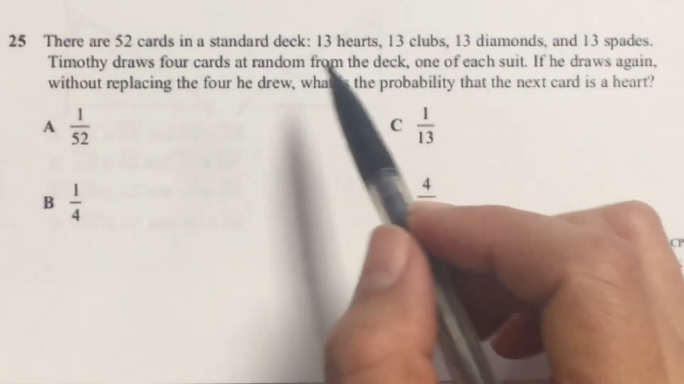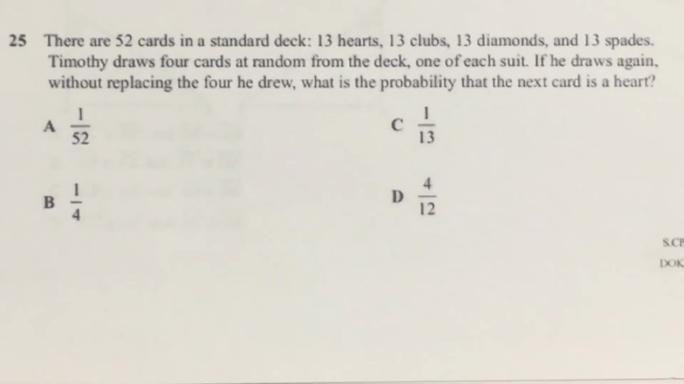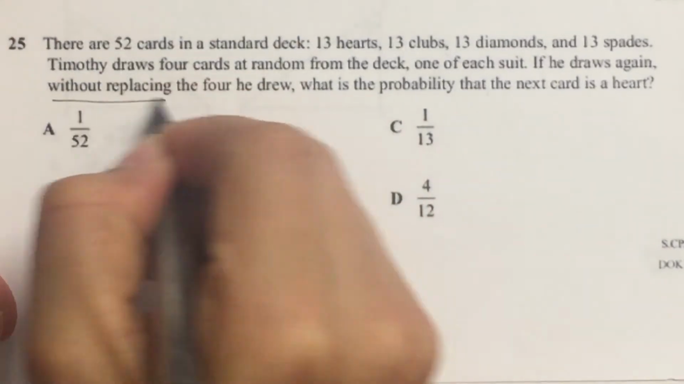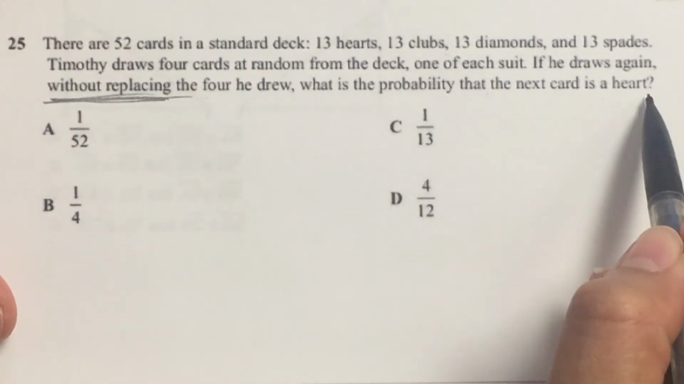There are 52 in a deck. 13 hearts, 13 clubs, 13 diamonds, 13 spades. Timothy draws 4 cards at random from the deck, 1 of each suit. He draws again without replacing, so this is going to be key, without replacing the 4. What's the probability that the next card is a heart?